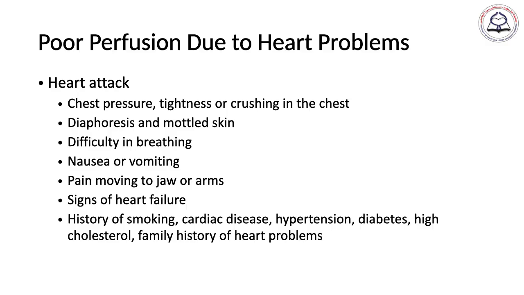Poor perfusion due to heart problem. When it is due to heart attack, cardiogenic shock secondary to myocardial infarction, patient can have chest pressure, tightness or crushing chest pain, diaphoresis and mottled skin, difficulty in breathing due to pulmonary edema. At the same time, they can have nausea, vomiting. Pain can radiate to the left shoulder or the jaw, and you can see findings of heart failure like third heart sound and tachycardia and gallop. History, presence of risk factors like smoking, cardiac disease, hypertension, diabetes, high cholesterol, or family history of cardiac problem.